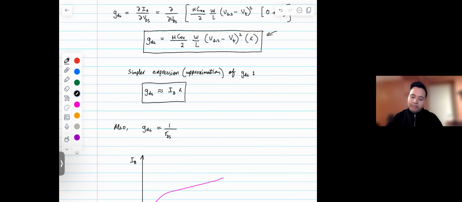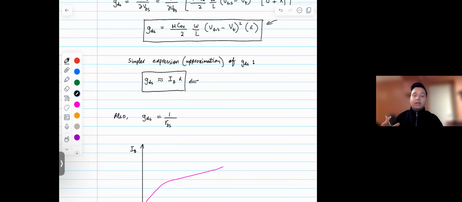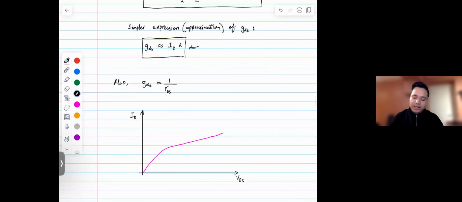In fact, you can also make an approximation for a simpler expression. GDS is approximately equal to the drain current multiplied by lambda, the channel length modulation. So if you have a smaller channel length modulation effect, then your GDS is lower. And GDS is also the reciprocal of the RDS of the transistor.